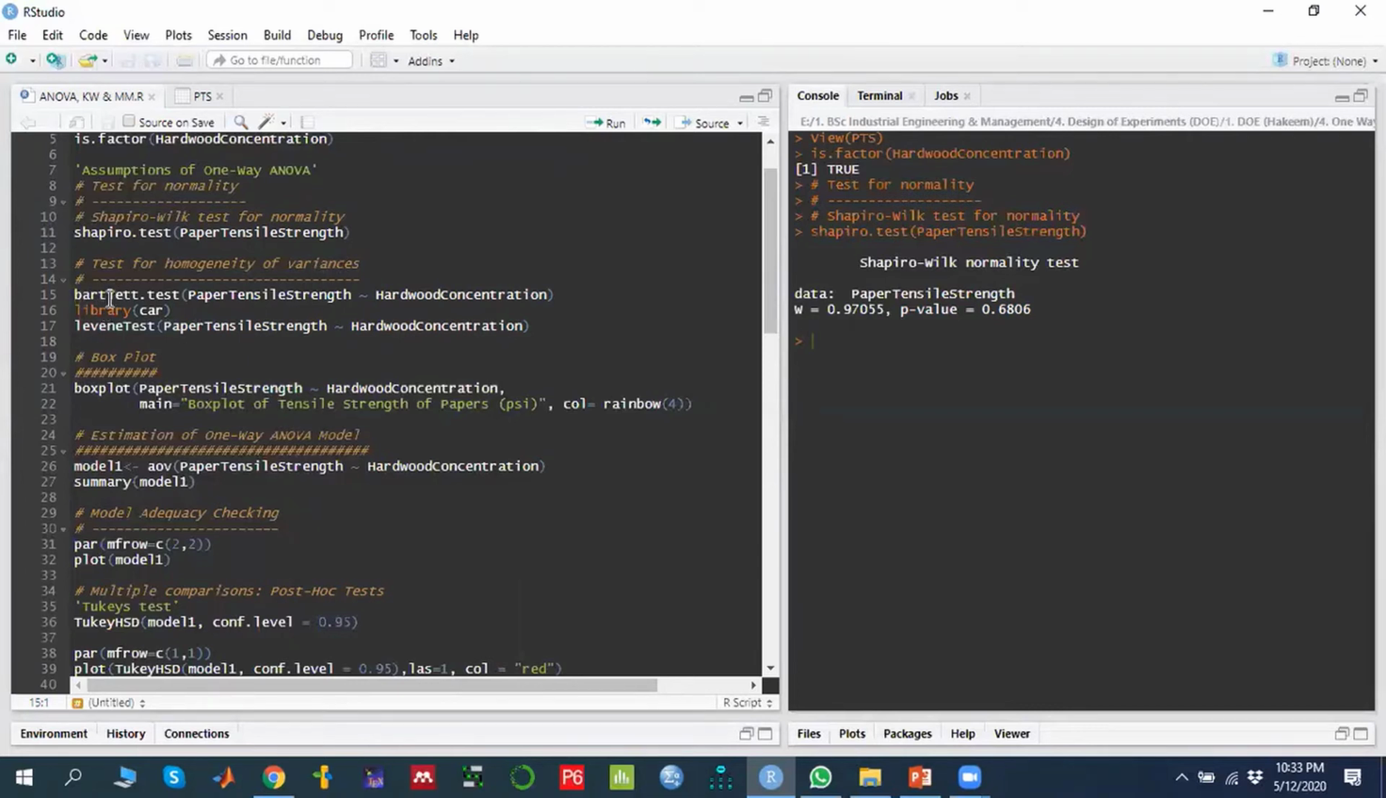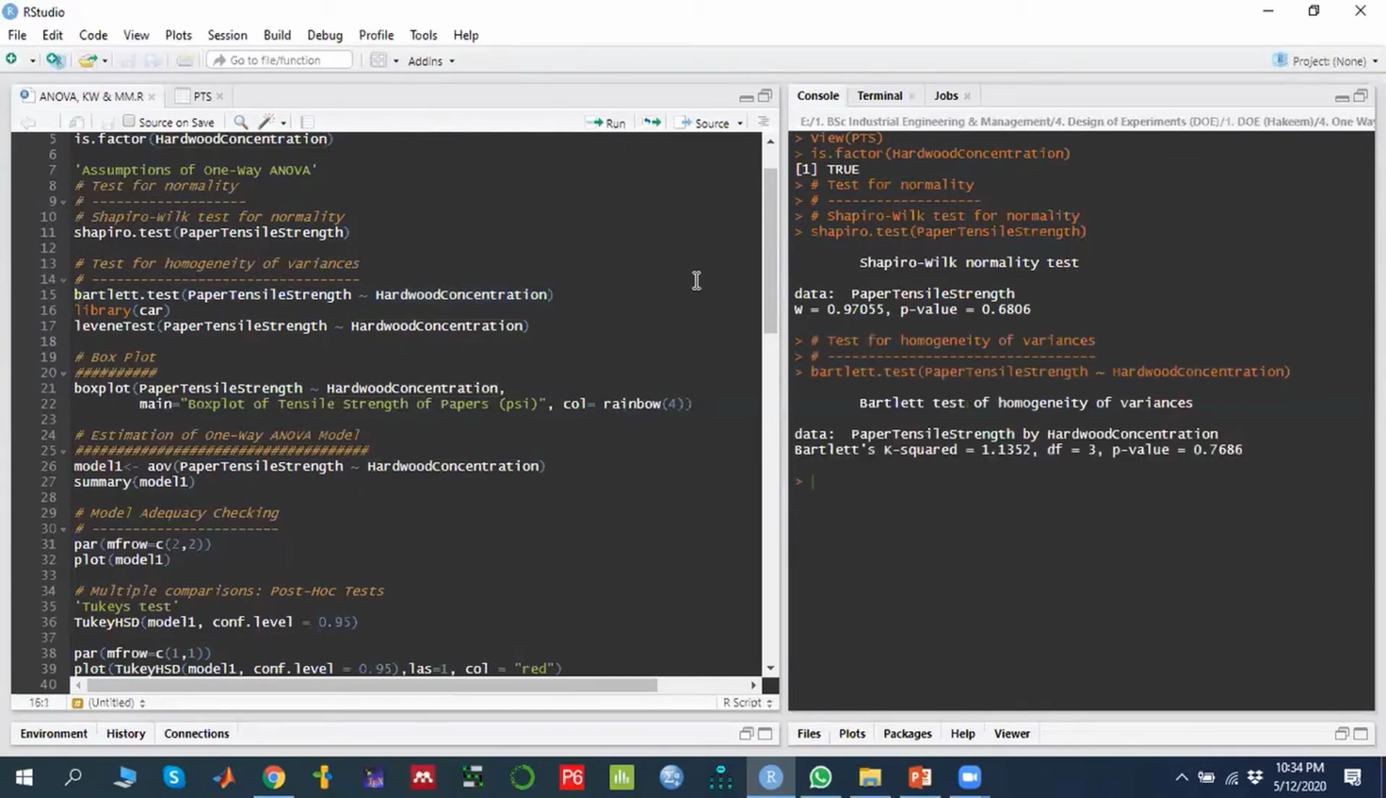So for the Bartlett test, there is no package we need. We can just write bartlett.test. Then we write the dependent variable, that is basically the quantitative variable. Then we have the tilde sign, and then we write the input factor, which is hardwood concentration. So if I run this command, I am getting the Bartlett test homogeneity of variance test results.